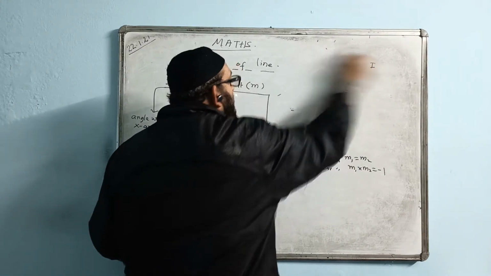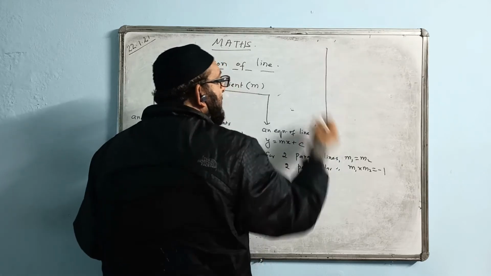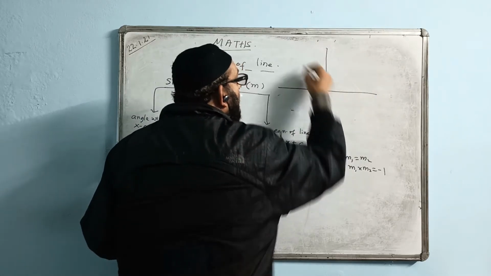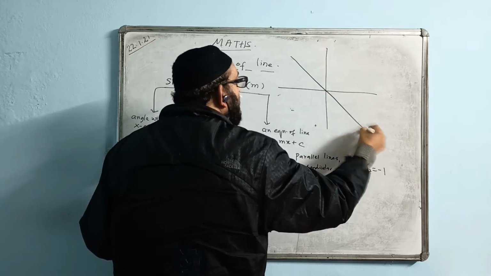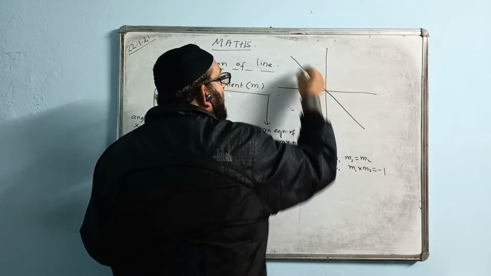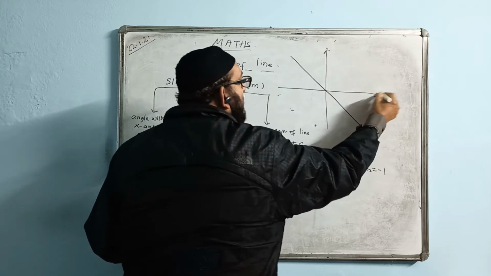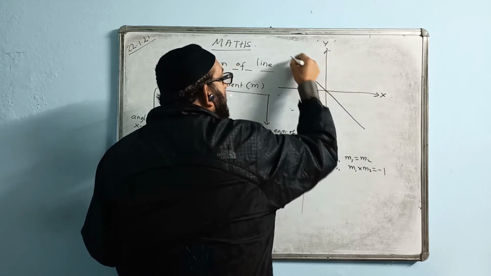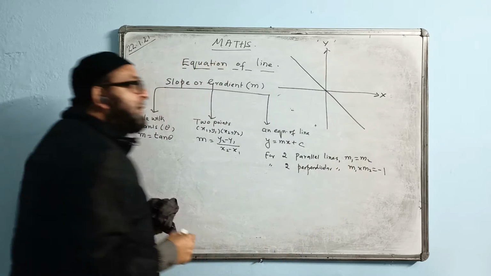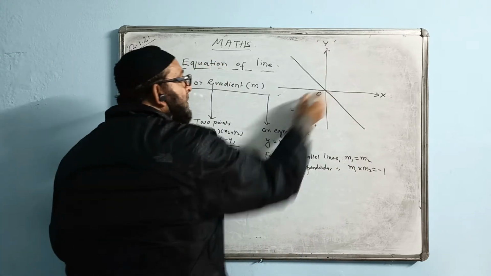Okay. Sometimes they may give a figure like this, and the line is passing this way. Can you guess what is the slope of this line? The question says this line bisects the y-axis. This is x, this is y. This line is bisecting the y-axis. What is the slope? How much is the value of slope?